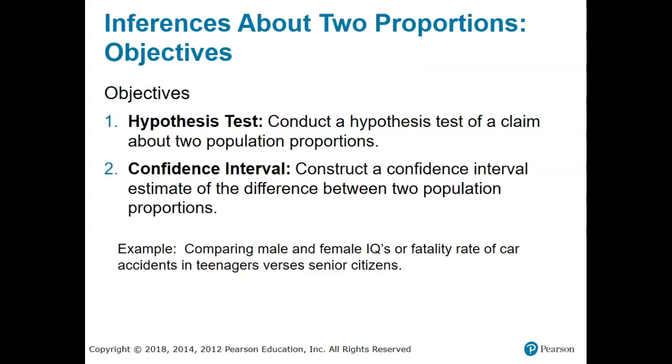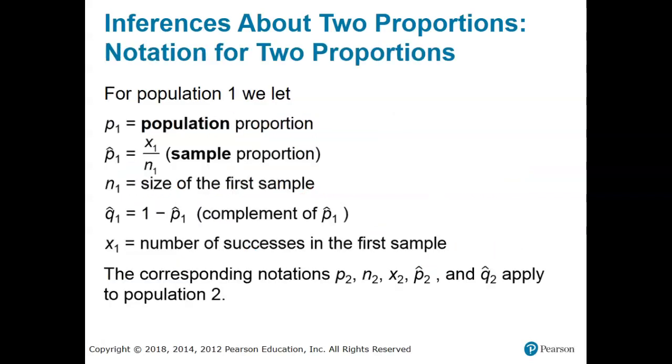Okay, so in this section, we're actually going to look at two things: conducting a hypothesis test of a claim about two population proportions, and constructing a confidence interval estimate of the difference between two population proportions. An example of that: you might want to compare male and female IQs, or look at the fatality rate of car accidents in teenagers versus senior citizens. So a lot of times we want to compare two different groups, and this is the type of hypothesis testing that will allow us to do that.